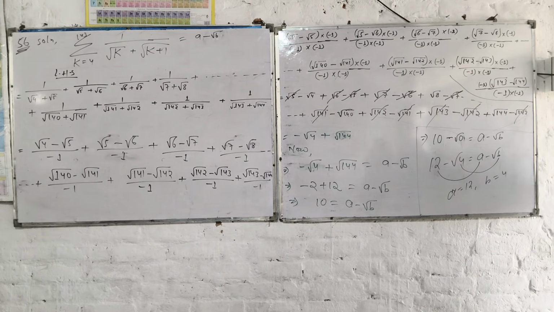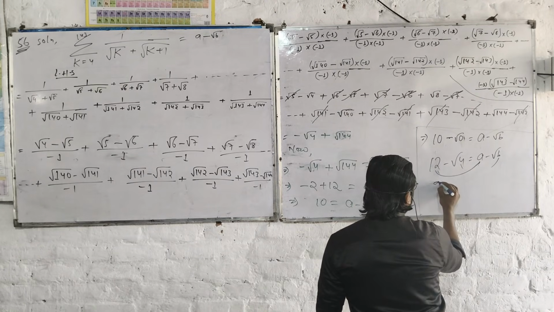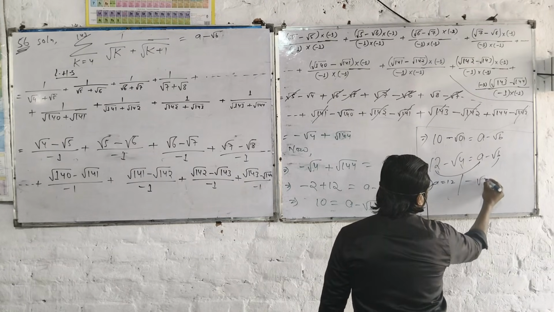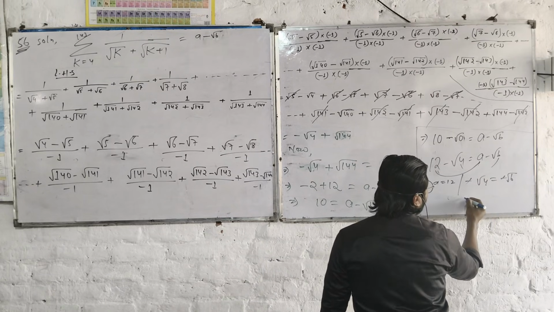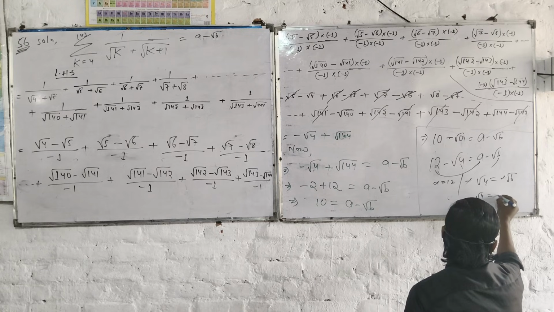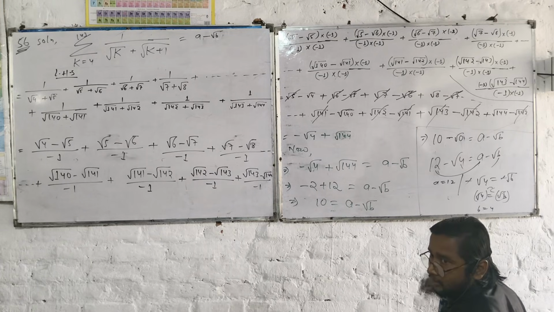Let us compare here. A equal to 12 and now minus root under 4 equal to minus root under b. Okay? So this will cancel out. So root under 4 equal to root under b. Squaring on both sides, this will cancel out. So b equal to what will you get? 4. You will get 4.